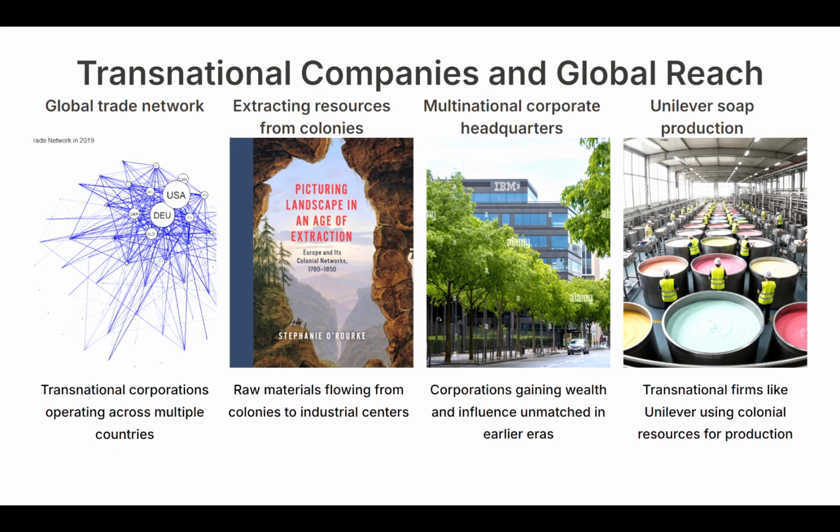Transnational corporations linked industrial economies to imperial systems, reinforcing global inequality. Raw materials flowed from colonies, profits accumulated in industrial centers. How did transnational corporations benefit from empire? Empires guaranteed access to cheap labor, access to raw materials, and protected markets, lowering costs and increasing profits.